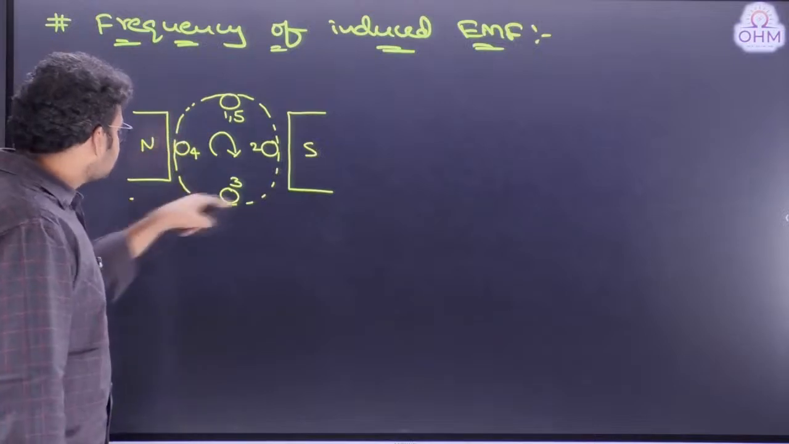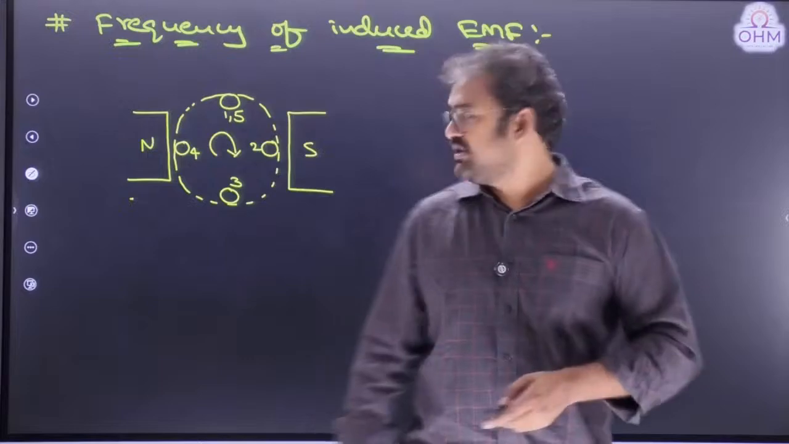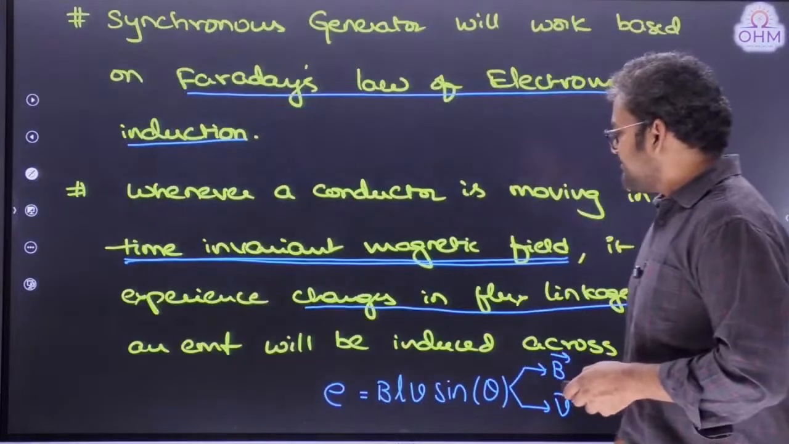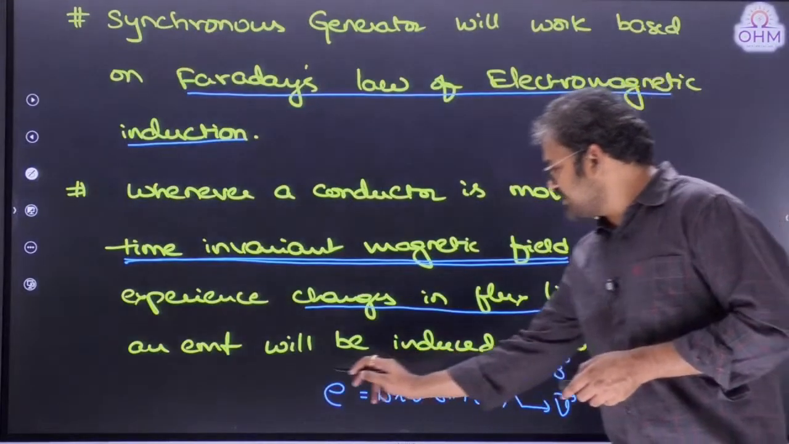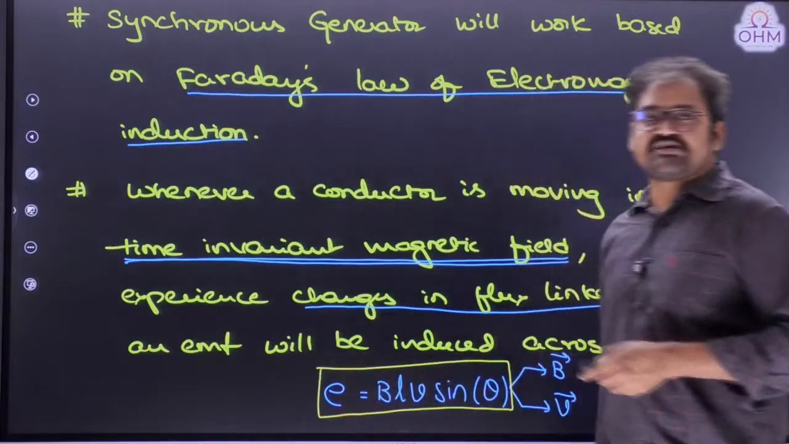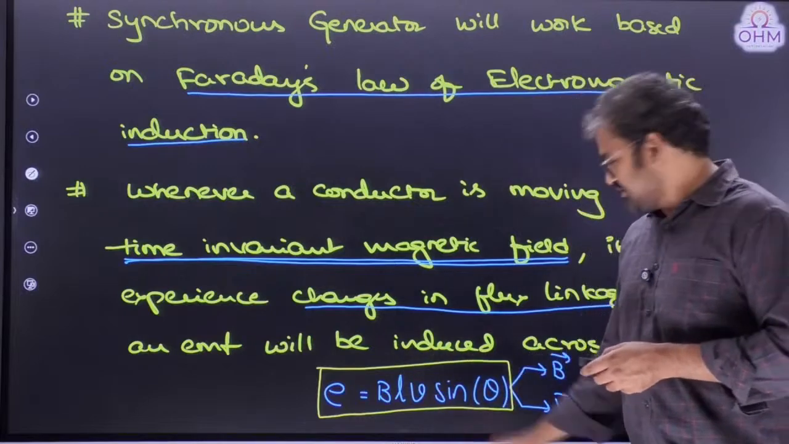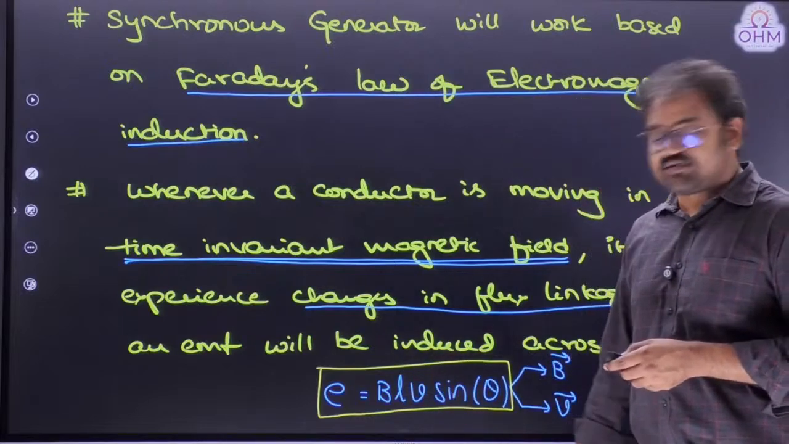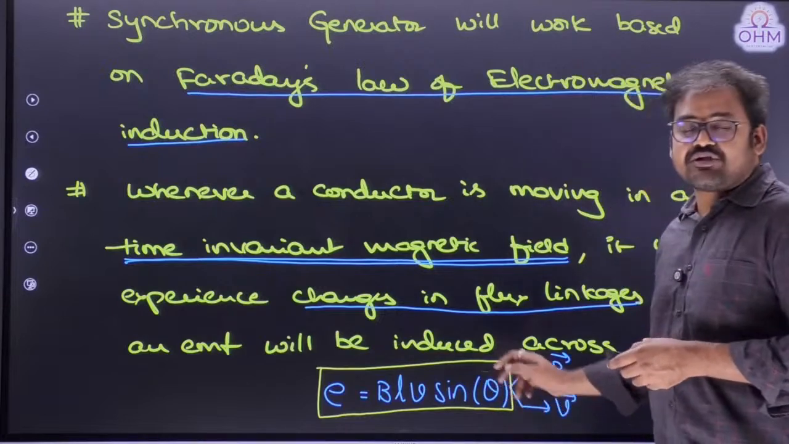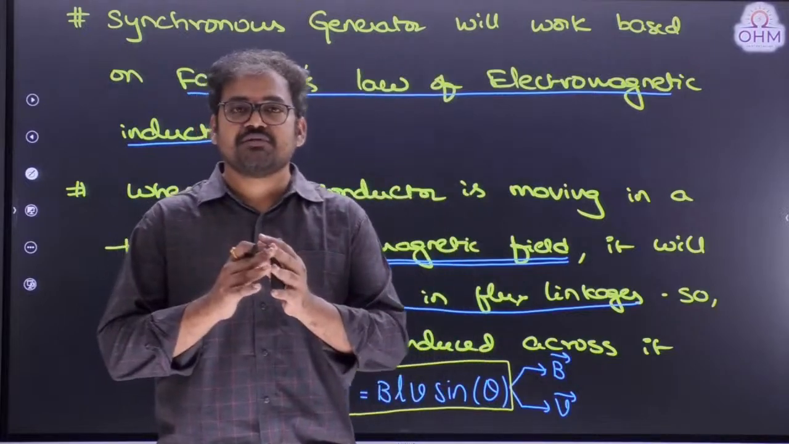Now, in these positions, we need to find out the magnitude of the induced EMF. What is the formula for induced EMF? As I mentioned, according to Faraday's law, the induced EMF is equal to BLV sine theta, where B is flux density, L is length of the conductor, V is velocity of the conductor, and theta is the most important part, that is the angle between magnetic field and conductor movement.